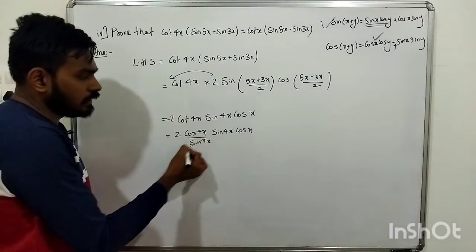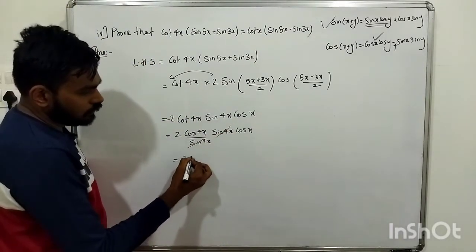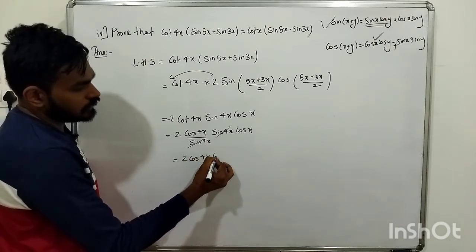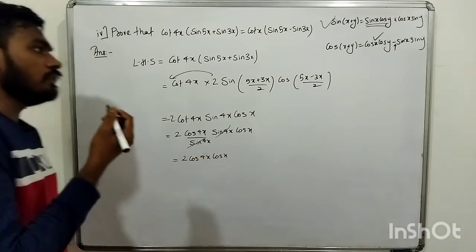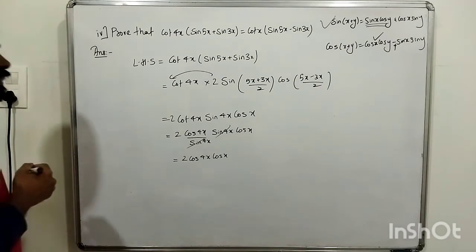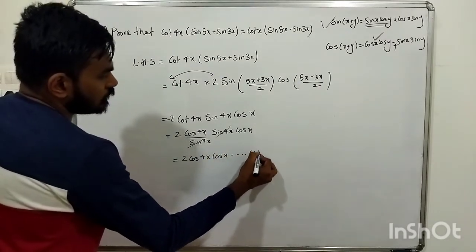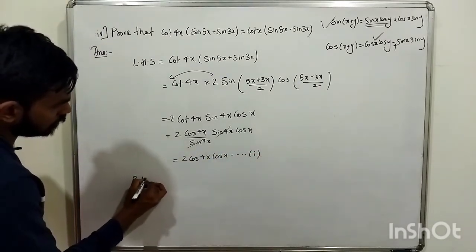Now we can simplify this. I can cancel with this. So we get 2 cos 4x cos x. This is the LHS we got. Now we will see RHS. Let's see what we get.